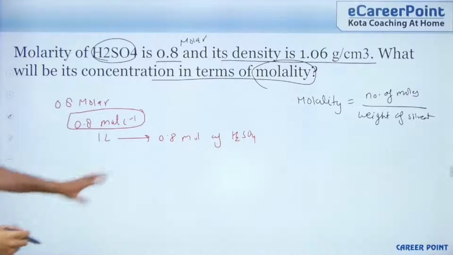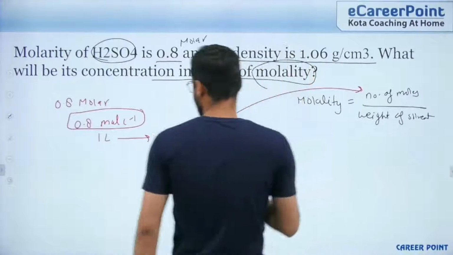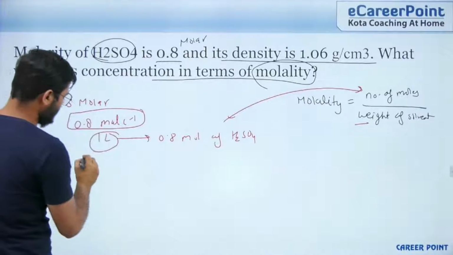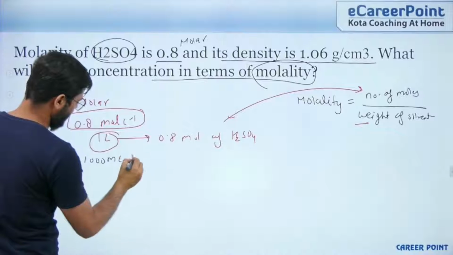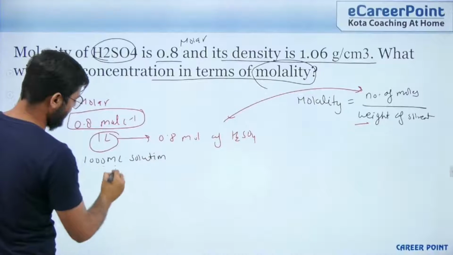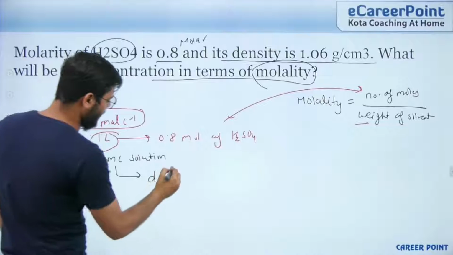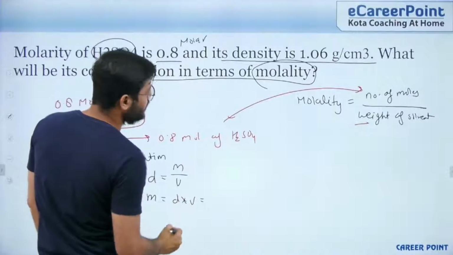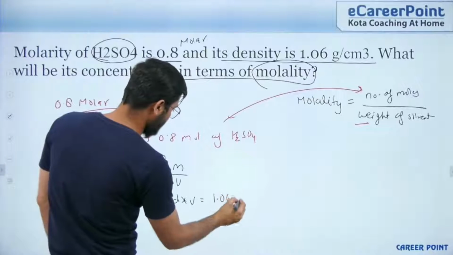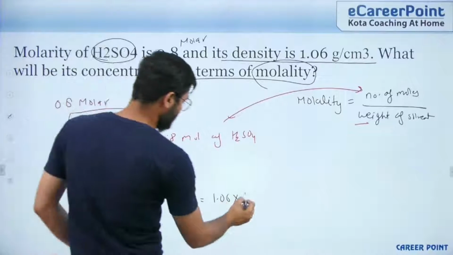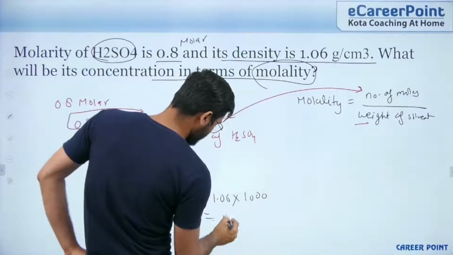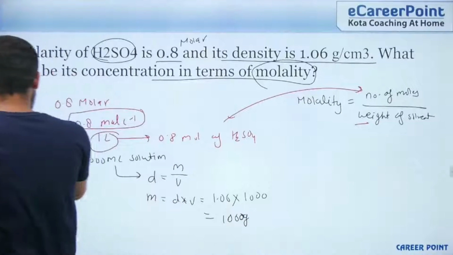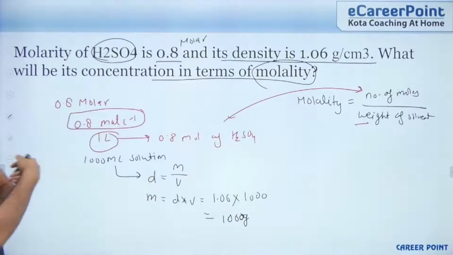Now for molality, we have the number of moles. We only want the weight of solvent. So 1 liter is the solution, 1000 ml by the definition. Now we know the density is equal to mass upon volume. So total mass will be density into volume. Density is 1.06 into volume 1000 ml. So we got 1060 gram of mass. Now we got the total mass.